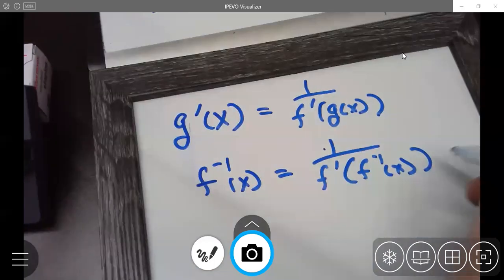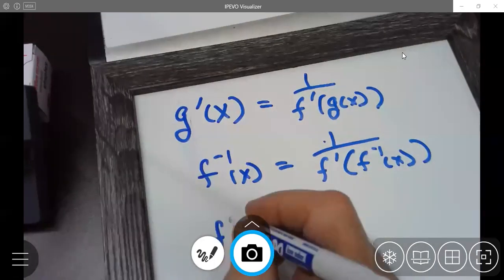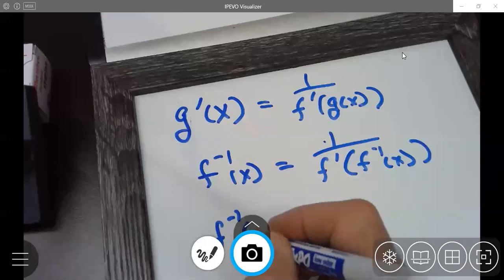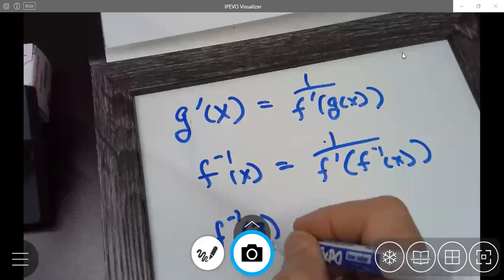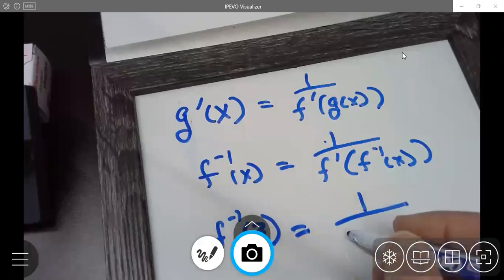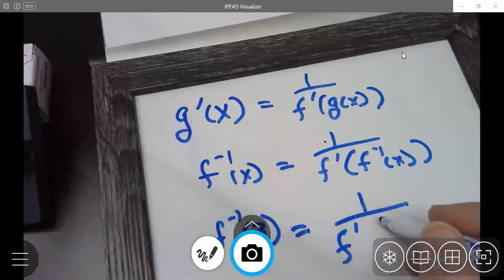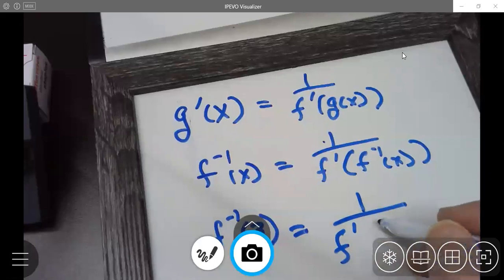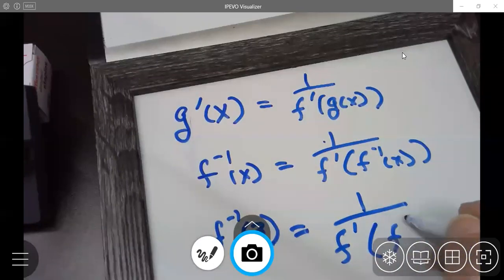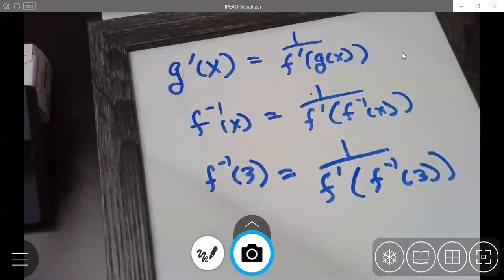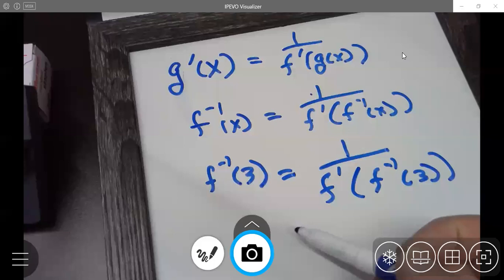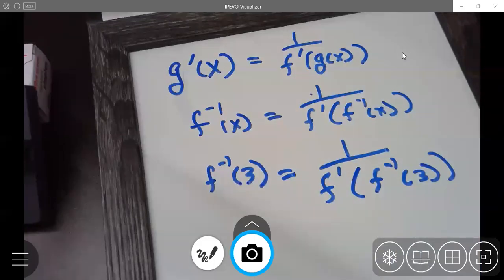So that means that the derivative of the inverse of 3 is going to be 1 over f prime of our inverse function at 3. So we need to find what the derivative for f is.